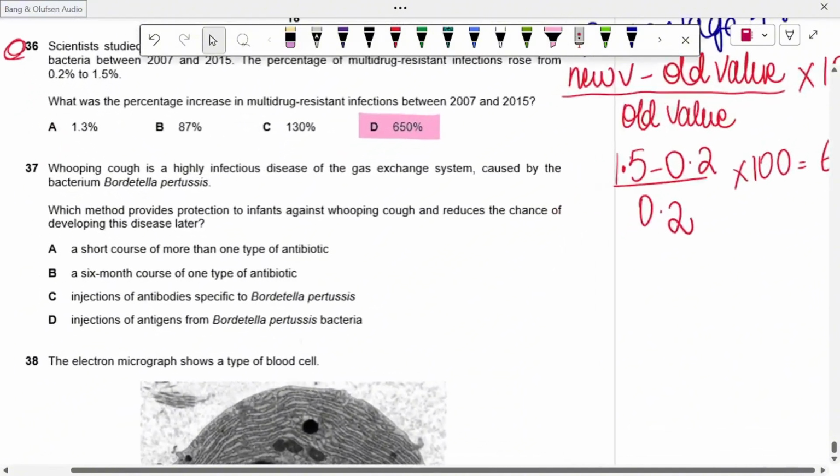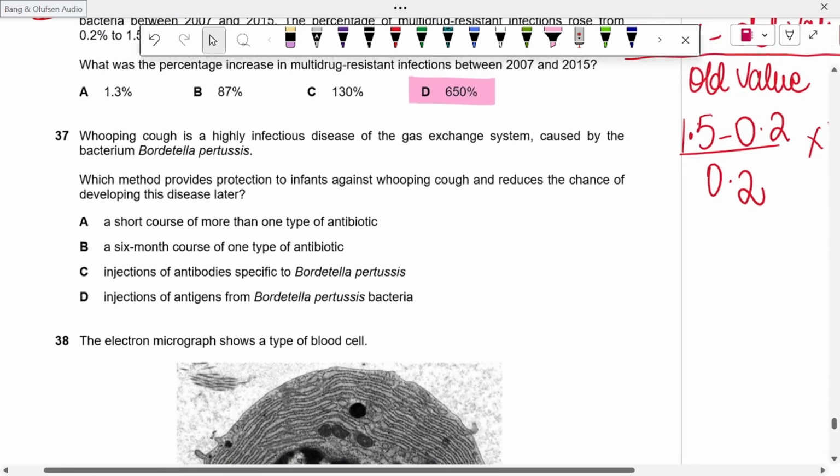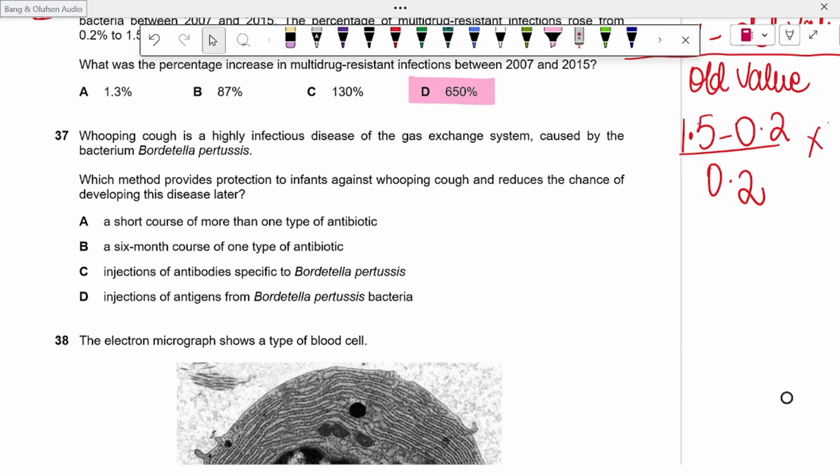Okay, 37. Whooping cough is a highly infectious disease of the gas exchange system caused by the bacterium Bordetella. Strange name. Which method provides protection to infants against whooping cough, reducing the chance of developing this disease later? A short course of more than one type of antibiotic. What would this affect? Yes, and more than one type can also lead to antibiotic resistance.